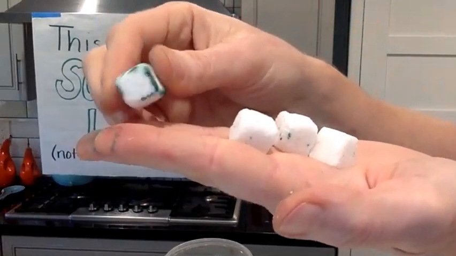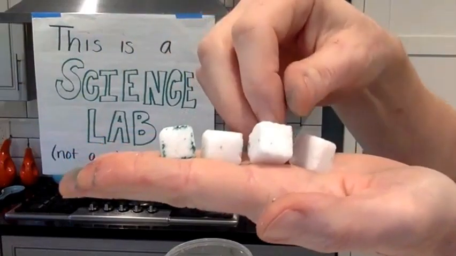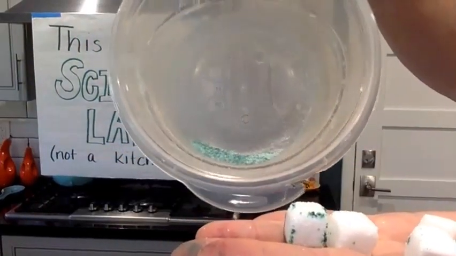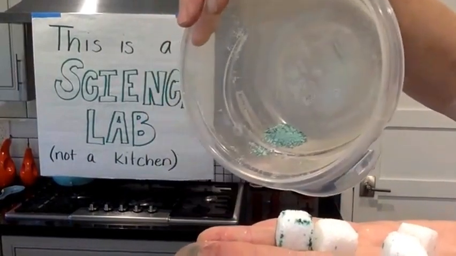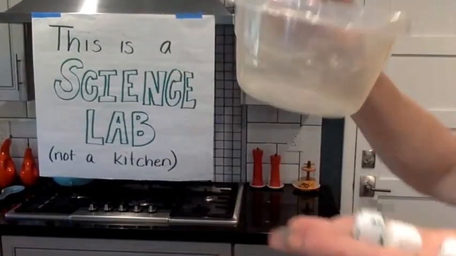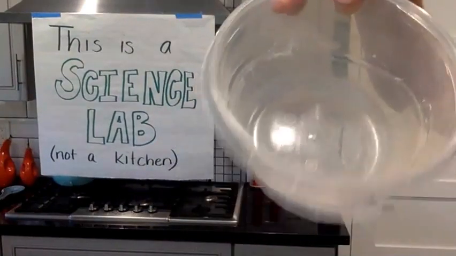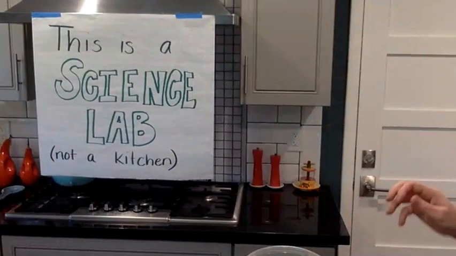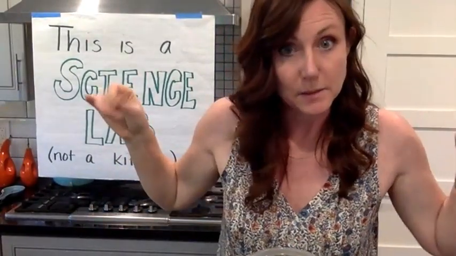There is the colored cube and the plain cubes. So looking in the container, you can see there's some stuff that looks like green sugar. Oops, I just spilled it all over the counter. So there's some green sugar, and I need to add in the stuff that I just spilled all over the counter. So let me fix that problem.